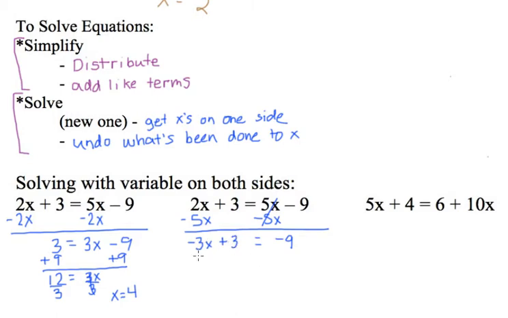Now that I've got all my x's on this side, undo what has been done to the x. So undo adding 3. That's subtract 3 from both sides. Think money. Negative 9, negative 3 makes negative 12. Now, undo timesing by negative 3. To undo timesing by negative 3, you divide by negative 3. X equals negative divided by a negative is a positive 4.